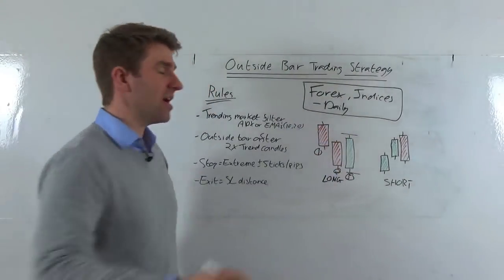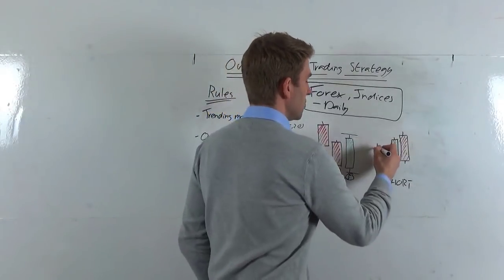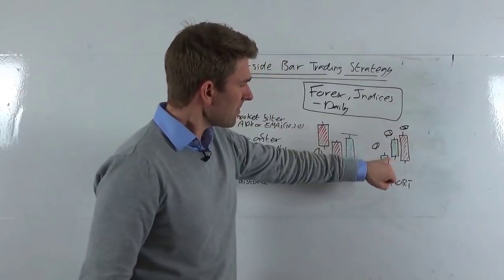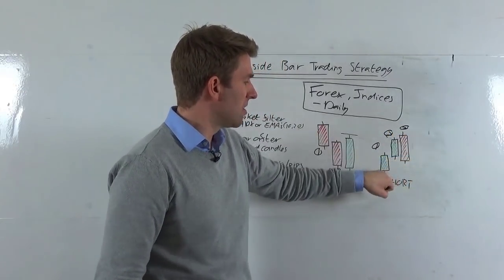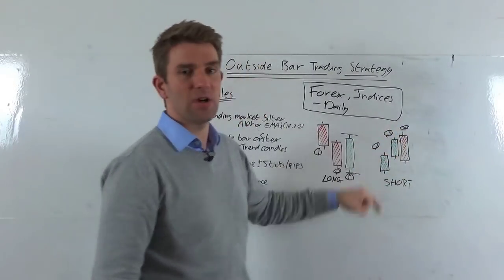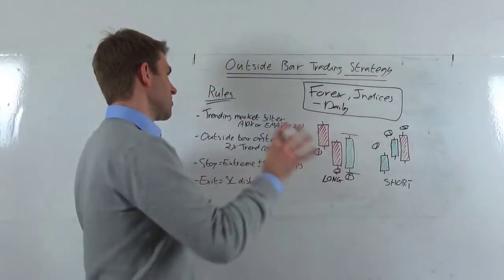If we look at a short side, just flip it on its head. We've got 2 green bars, 1, 2, and 3, and the third day is an outside bar. Outside day where we've got the high higher than day 2, the low lower than day 2. But we've got to have that higher high on day 1 and 2 before this occurs, otherwise it's negated. You can't just have this anywhere. And we've got other filters that we need to add into this.